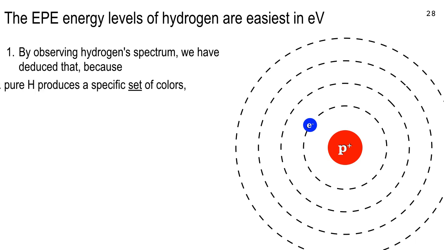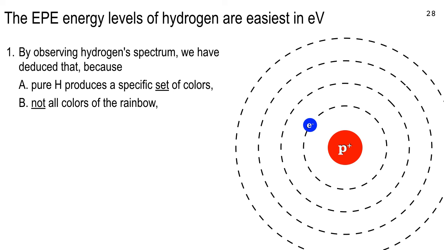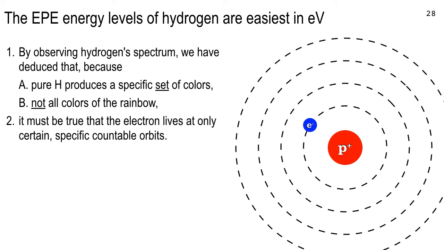Now by observing that, we know that pure hydrogen produces a specific set of colors. Not all the colors of the rainbow, just the ones I mentioned: the red, the aqua, and the two purply blues. So it must be true that the electron lives at only certain specific and countable orbits.